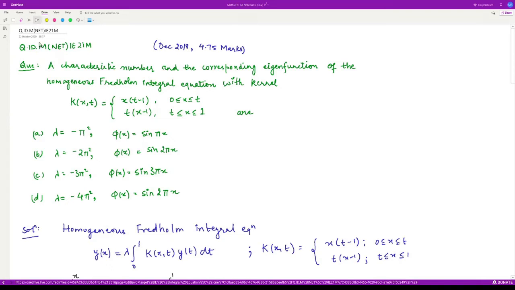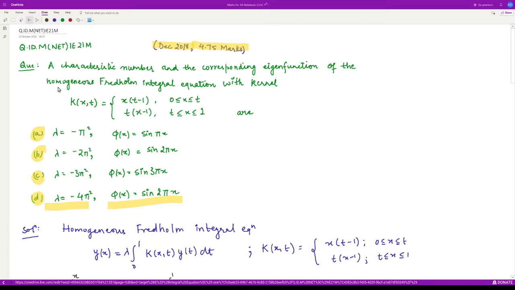In this video, we shall be talking about a question which appeared in December 2018 in the CSIR-UGC NET exam, consisting of 4.75 marks, right? The question is: a characteristic number and the corresponding eigenfunction of the homogeneous Fredholm integral equation with kernel this are which of the following? So which among these four are the respective eigenvalues and the eigenfunctions, right? So let us get started.